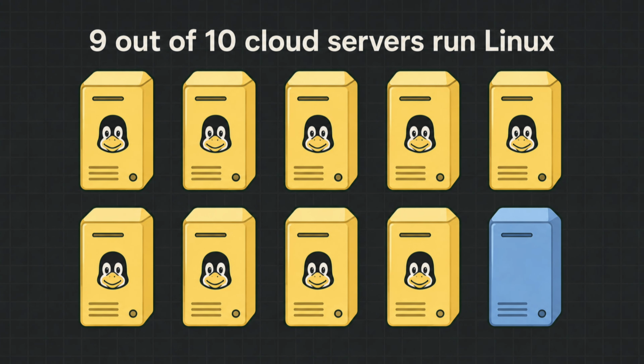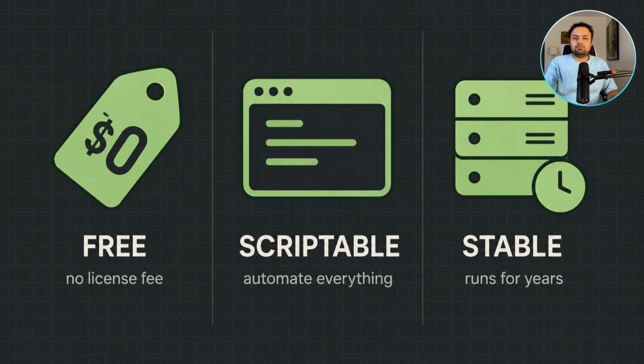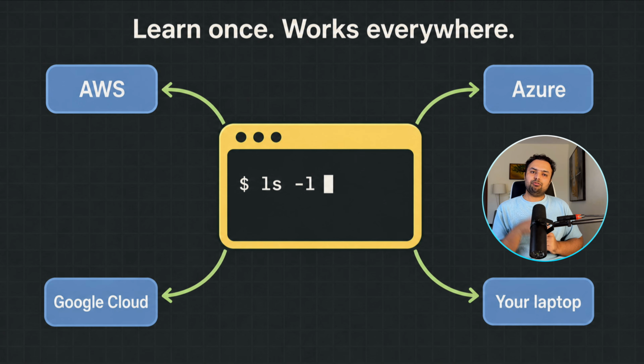With AWS, DigitalOcean, and Google Cloud, more than 9 out of 10 cloud servers run Linux. So why do we have to learn and use it? It is free. There's no license fee per server, so we can start thousands of VMs. It's scriptable and it's stable, so a server runs for years without a restart. And the commands you will learn here will work on AWS, Azure, GCP, and your laptop.